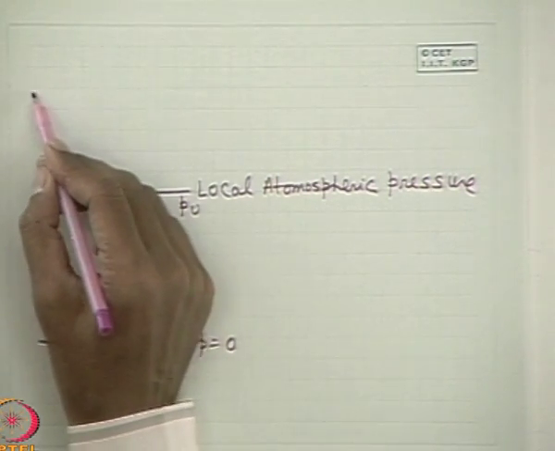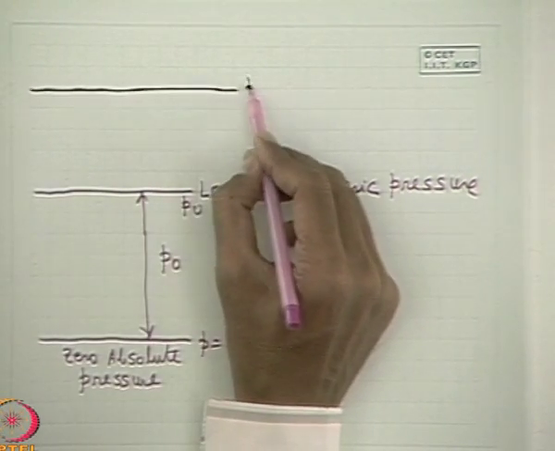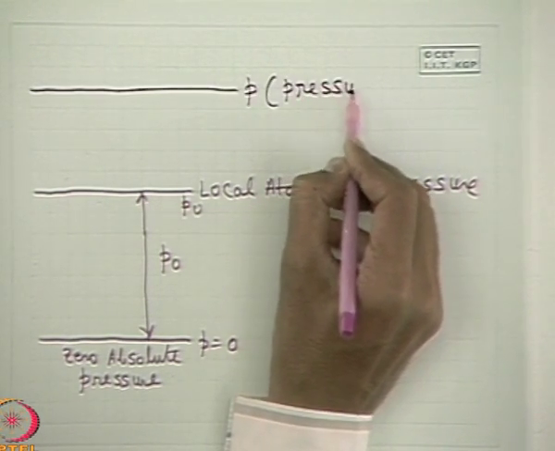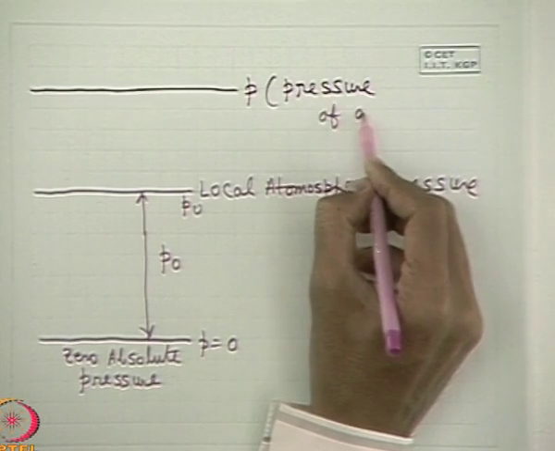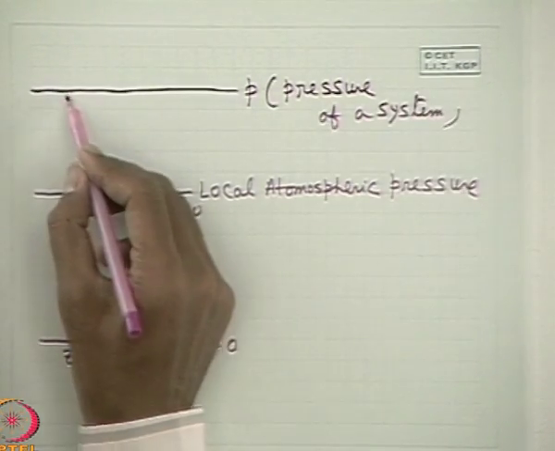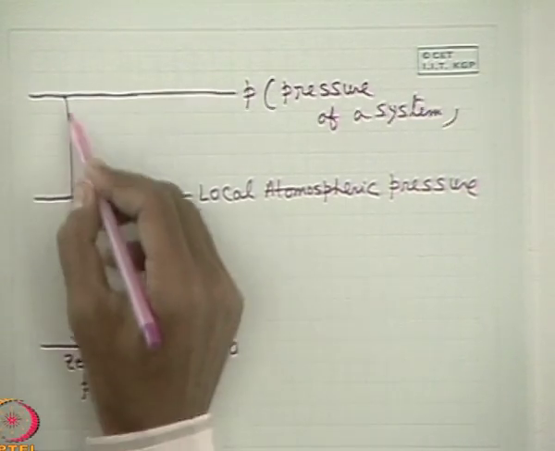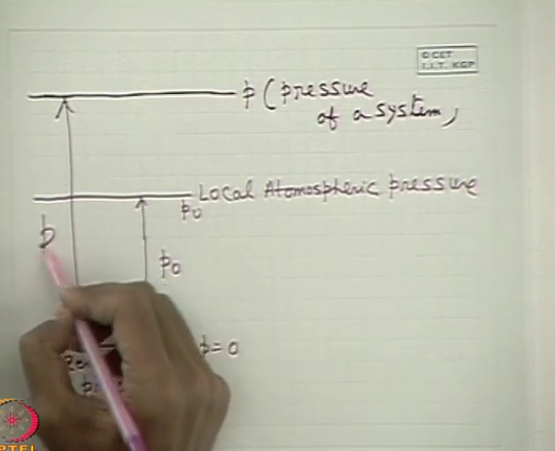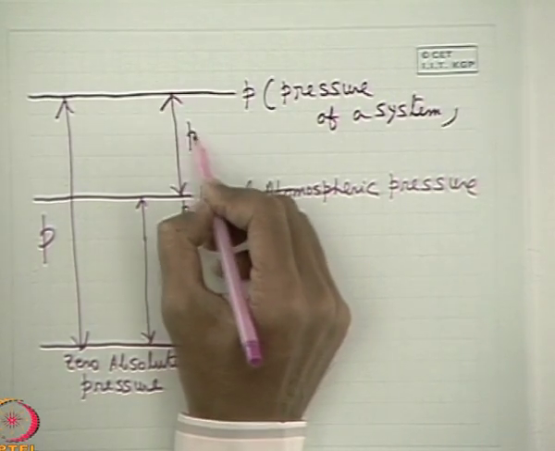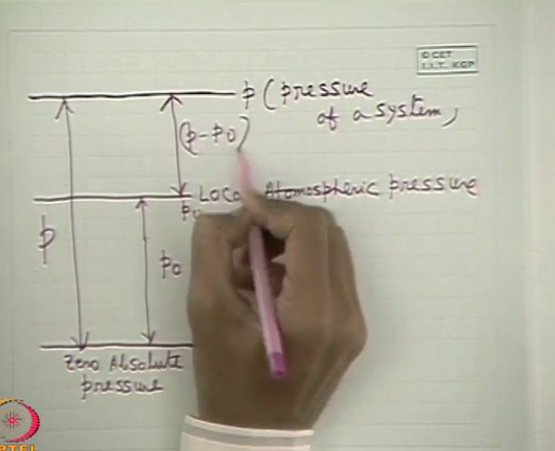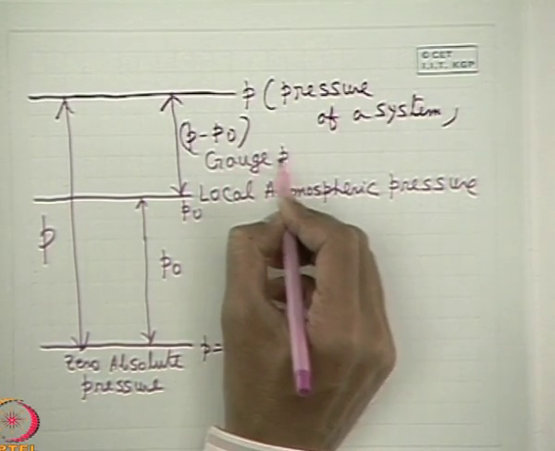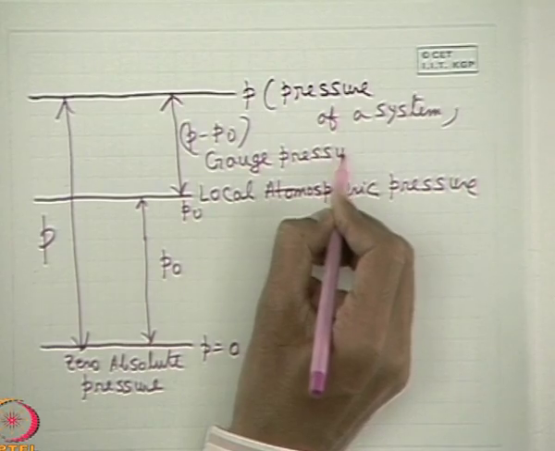Then if a system pressure is like this, if that be the pressure P, the absolute pressure of a system, then according to the scale, this is P. Now this is P minus P0, which is the gauge pressure, that is positive gauge pressure.